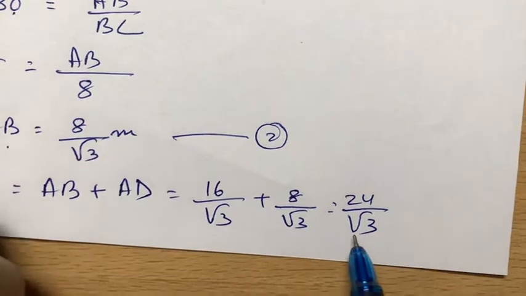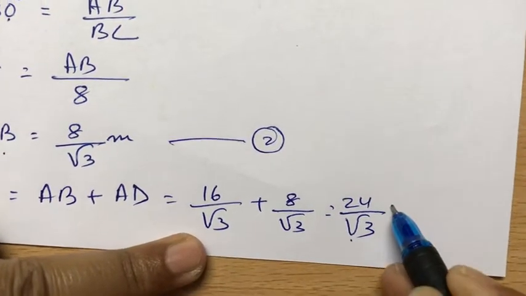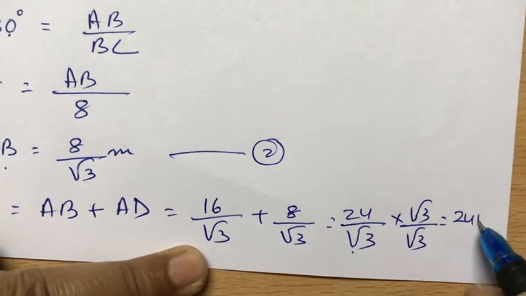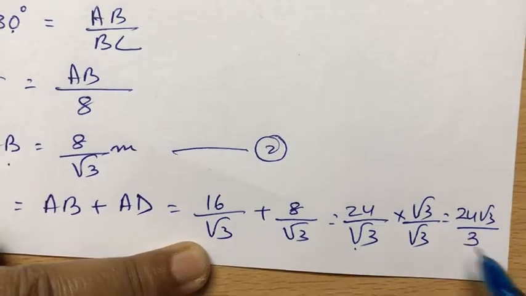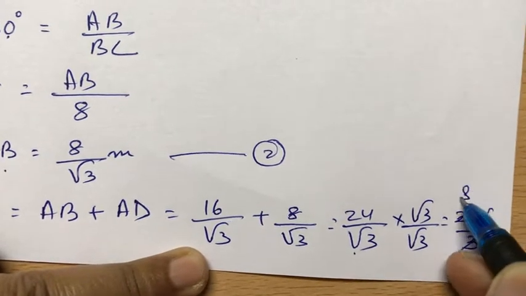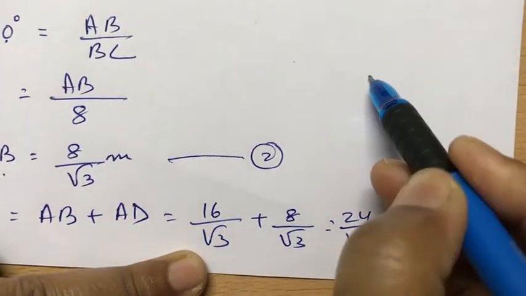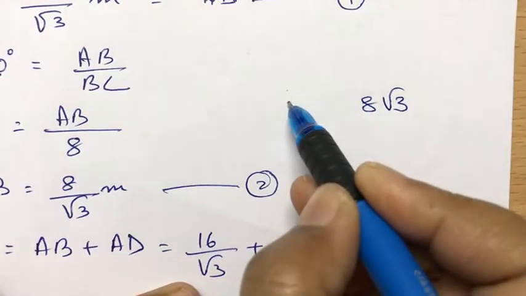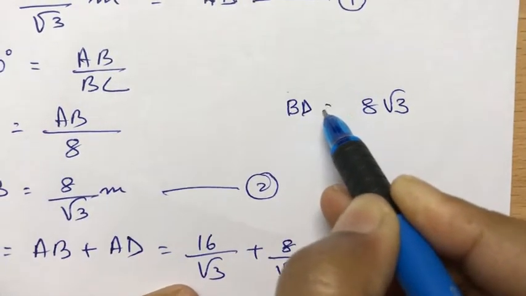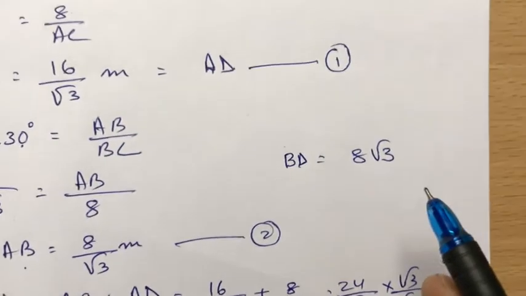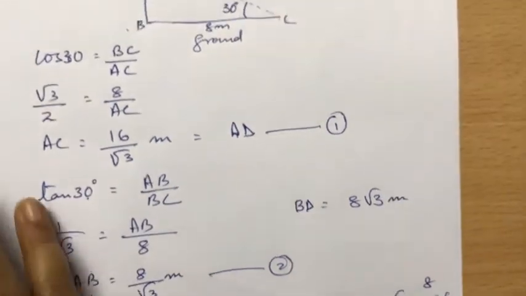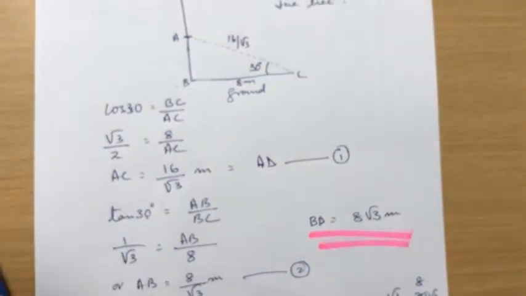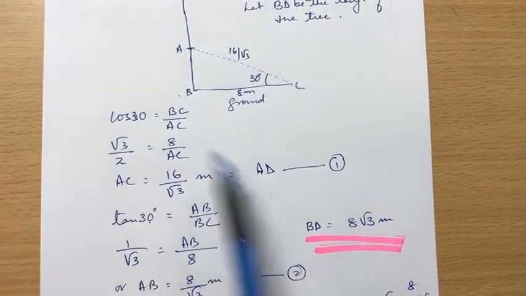In order to remove this root 3, what can I do? Rationalize, root 3 by root 3. It is 24 root 3 by 3, and it is 8. So can I write it here? It is 8 root 3. That means BD is equal to 8 root 3. Okay. What is it? It is in meter. Sorry for writing it here, but I had no space over here. Fine. So here we complete question number 2.